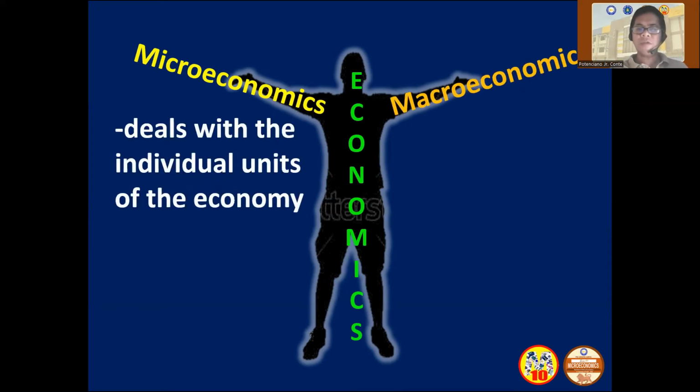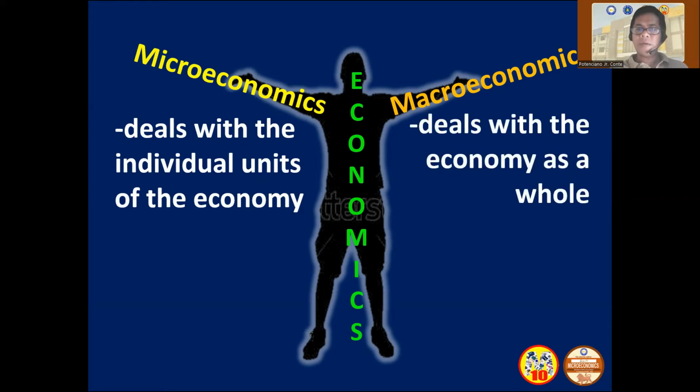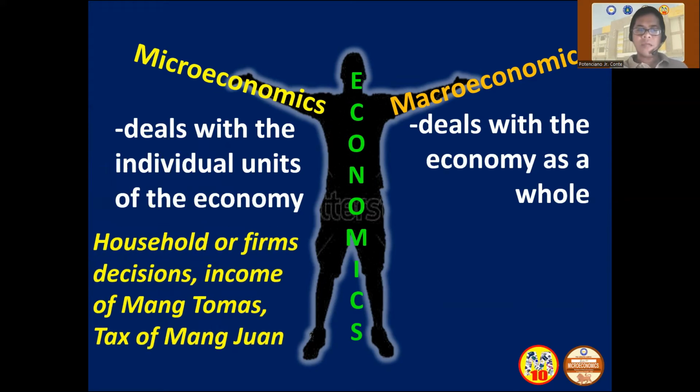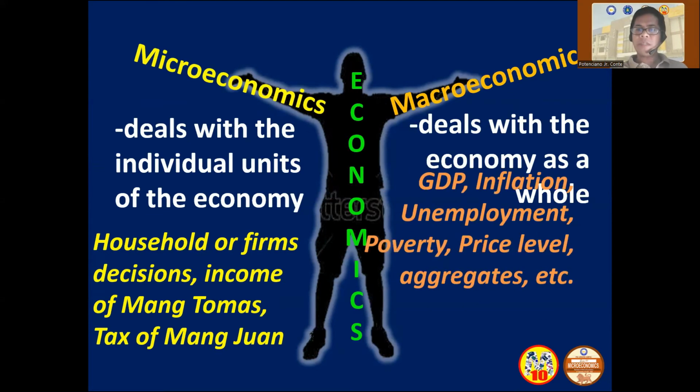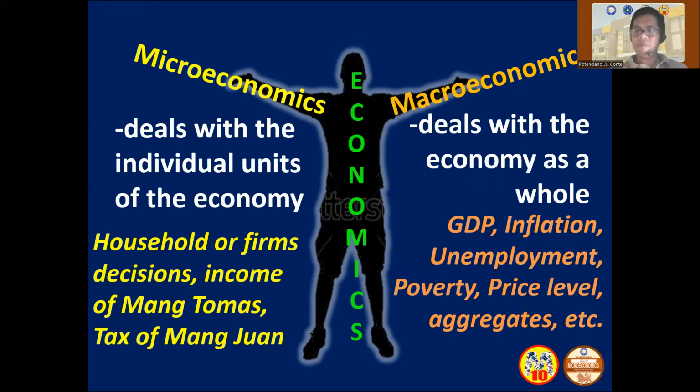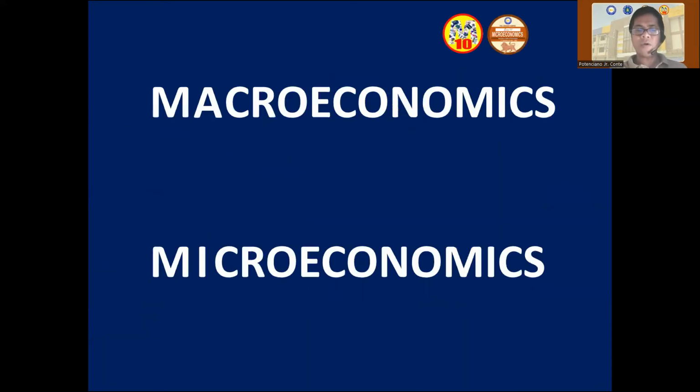Dealing with the individual units of the economy is micro. Macro takes the economy as a whole in terms of aggregate, that is macroeconomics. If you want to determine the household or firm's decision, the income of a certain individual, or the tax being paid by a person, that is at a micro level. Topics like gross domestic product, inflation, unemployment, poverty, price level, aggregates, etc. are topics under macroeconomics.